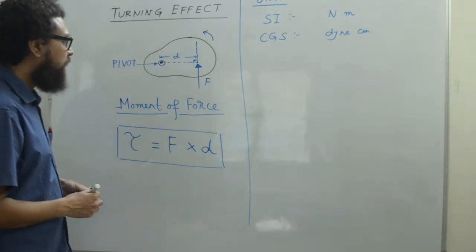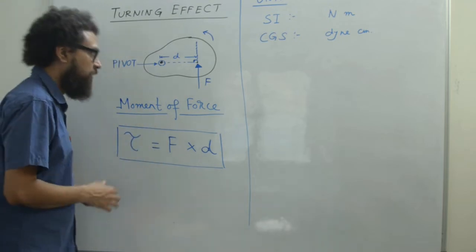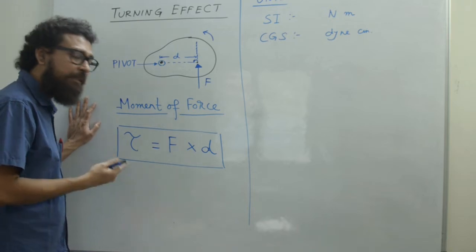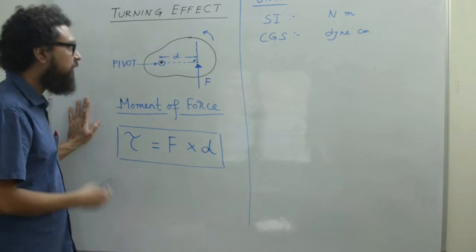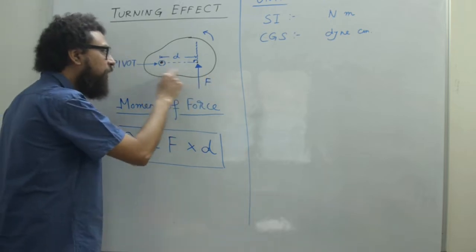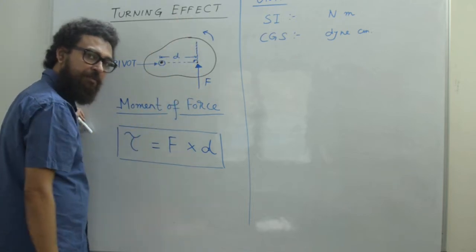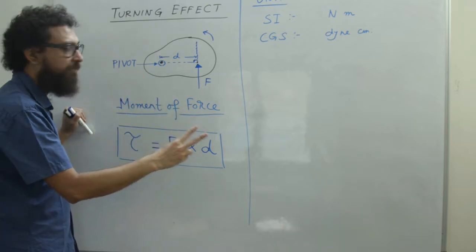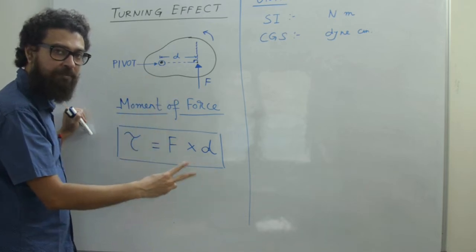Now, what is the very important and interesting part for this moment of force, or the turning effect of force, is that, what are the factors that actually affect this magnitude of moment of force? The factors are obviously the force and the perpendicular distance between the point of pivot and the line of action of force. These are the two quantities by which we can calculate the magnitude of turning effect of force, which is known as moment of force.